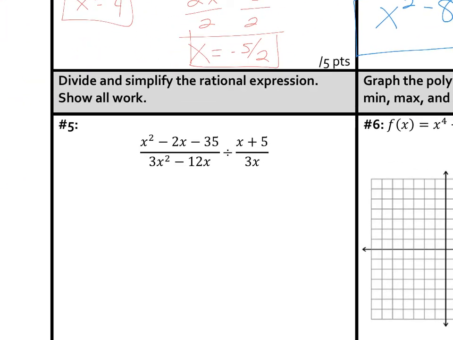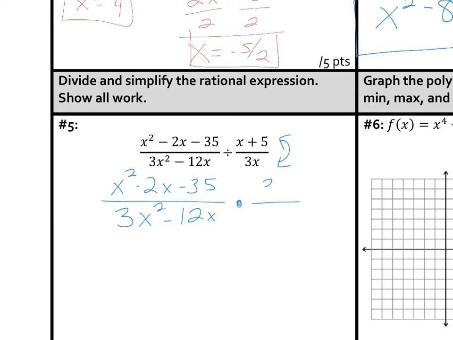On number 5, we are dividing a rational expression. This is something we did in a very recent chapter. This is the type of problem where we are going to switch the second fraction by flipping and change this to multiplication. The first fraction stays as x squared minus 2x minus 35 over 3x squared minus 12x. But the second fraction flips over and we switch divide to multiply. So that ends up getting 3x over x plus 5.